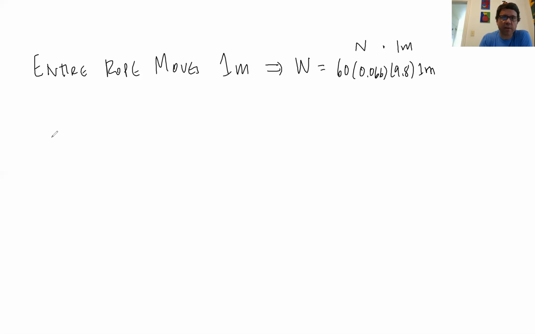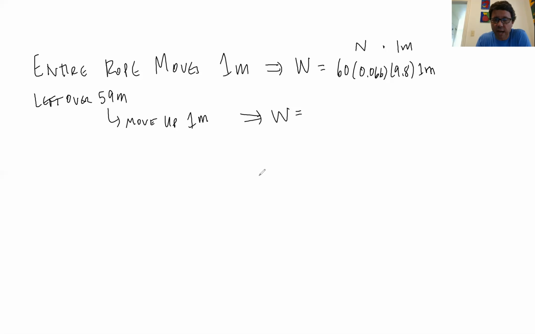Okay, so now you've moved it up 1 meter, the leftover is 59 meters that's still hanging. So I have to move that up. So let's move this up. Let's move that up 1 more meter. Okay, how much work does it take to do that?